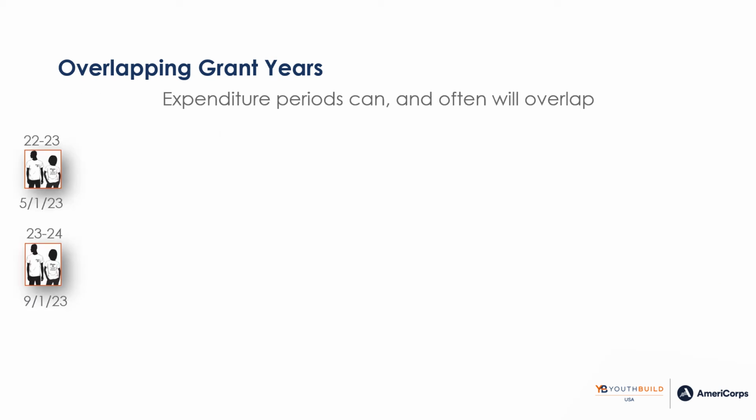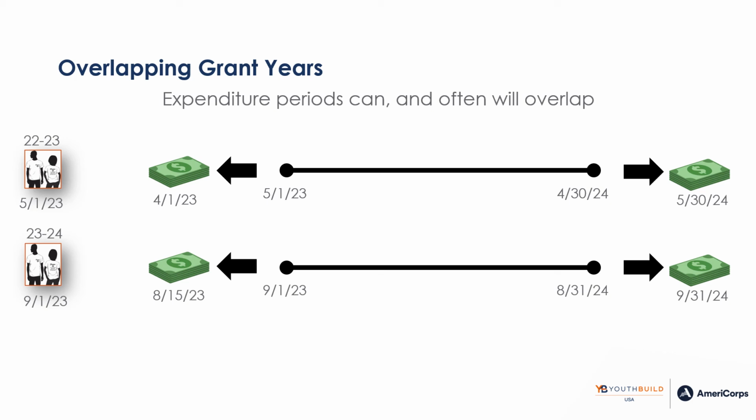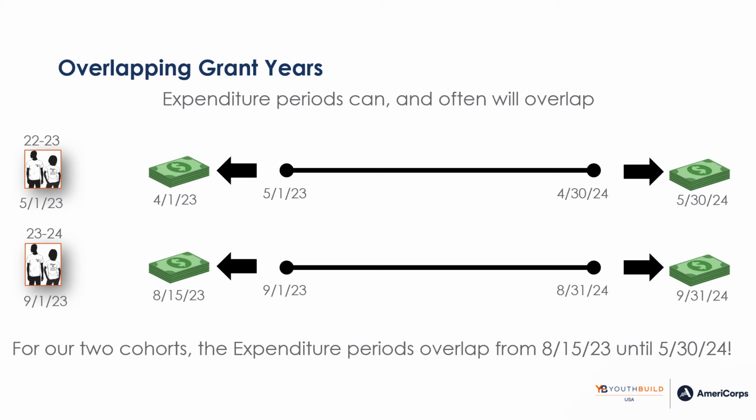We can look at the expenditure periods for each member cohort to see where these 2 grant years will overlap. Since we know the expenditure period for our 22-23 members begins on April 1st, 2023, and extends to May 30th, 2024, and the expenditure period for our 23-24 members extends from August 15th, 2023 until September 31st, 2024, we can check when these periods overlap, which is from August 15th, 2023 until May 30th, 2024.